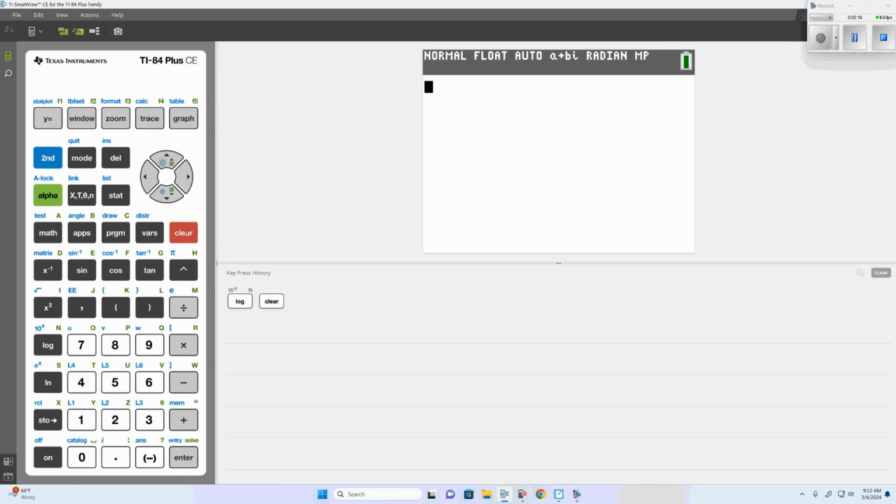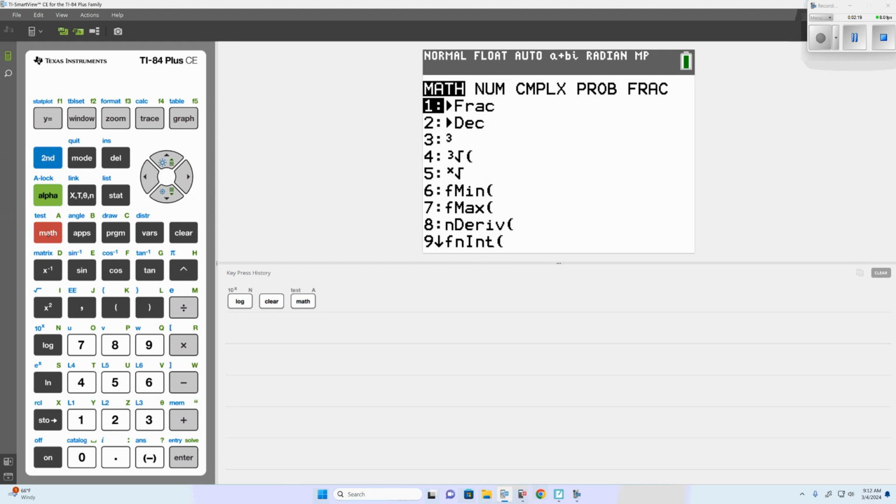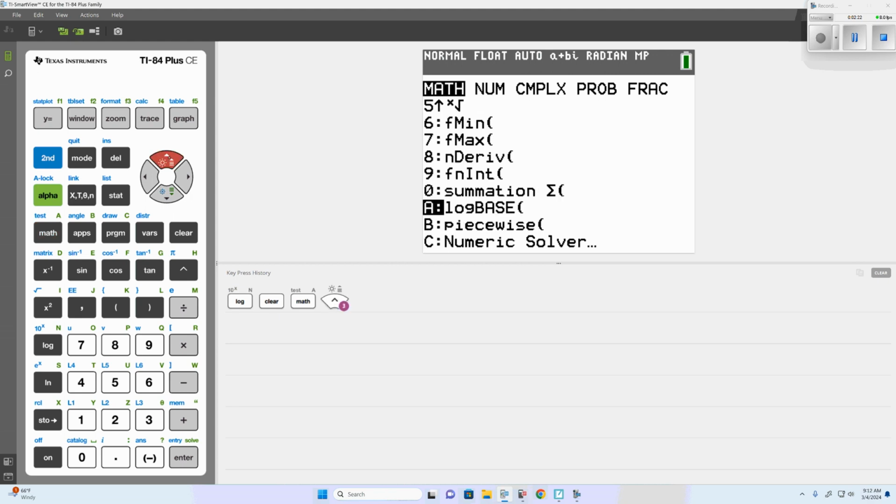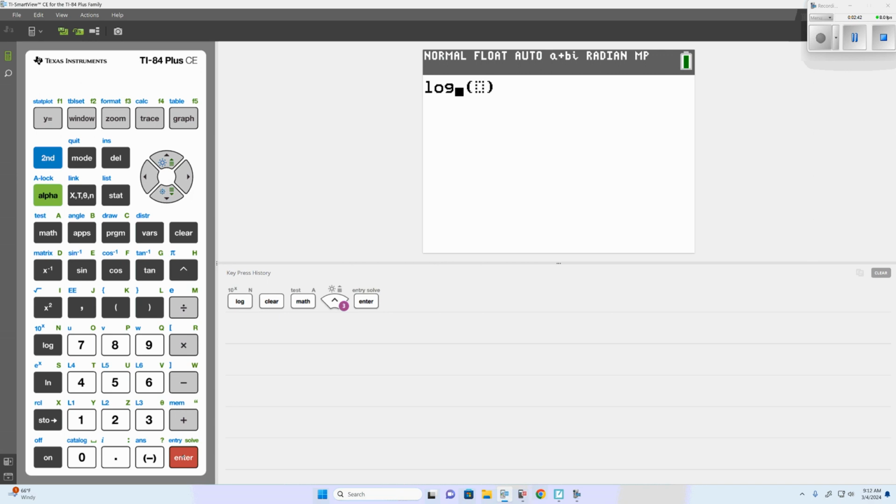We wouldn't do second math, but if we hit math, it's right under alpha. And if we scroll up, we see one of the options is log base. Now we could scroll up or down, it doesn't matter which direction. For this here, it's a little bit quicker to go up than it is to go down. And hit enter. If you notice, it actually gives us the ability to type in a base. Here, our base is 4, and our number is 256. And the answer is 4.